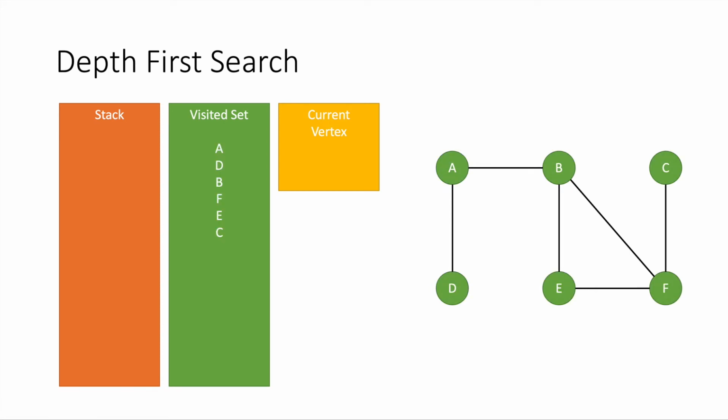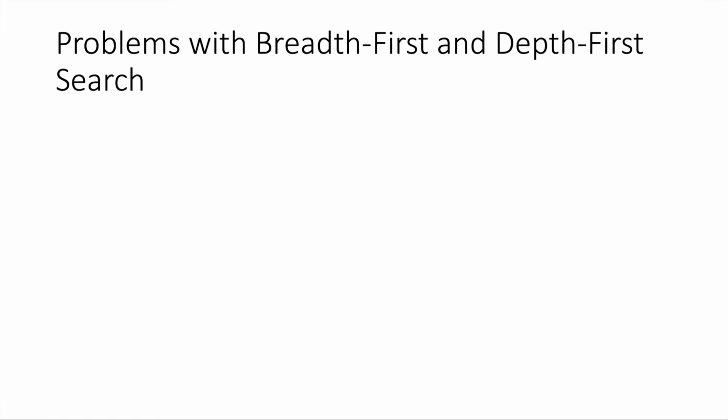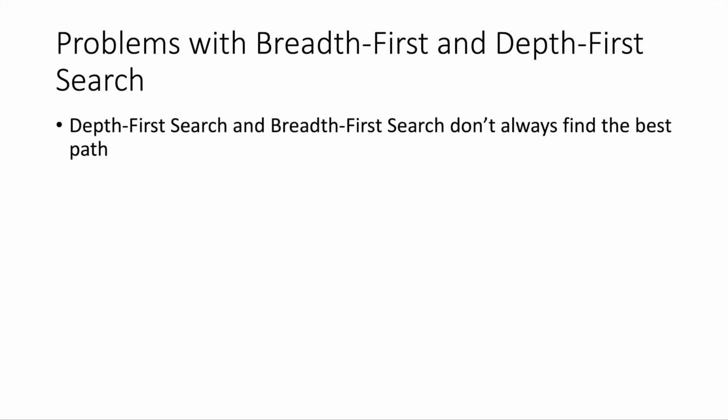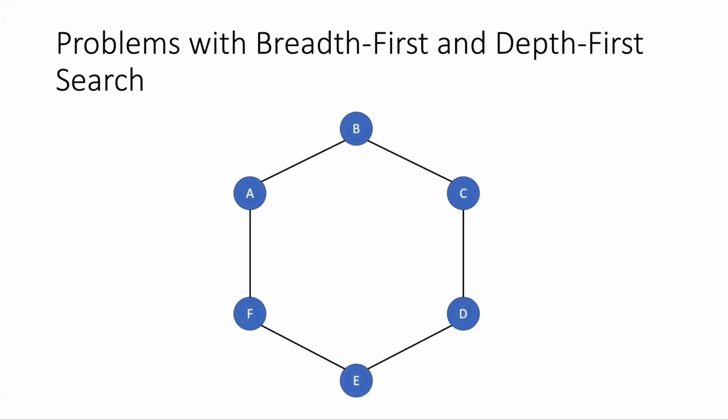Depth-first search and breadth-first search can both be used to find all the vertexes in a graph, but unfortunately, they both have problems. Namely, depth-first search and breadth-first search don't always find the best path. Consider this ring-shaped graph. Performing a depth-first search will traverse the vertexes in this order. If we use this algorithm to find a path, for instance from A to F, the path is much longer than it needs to be because A and F are directly connected.